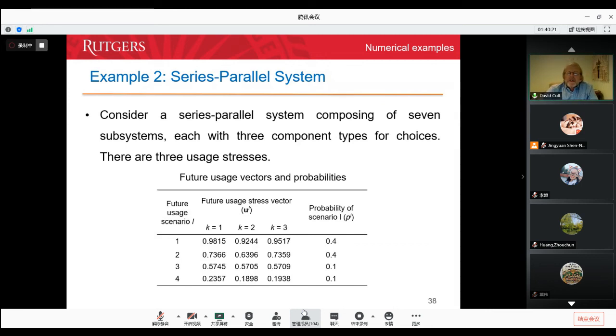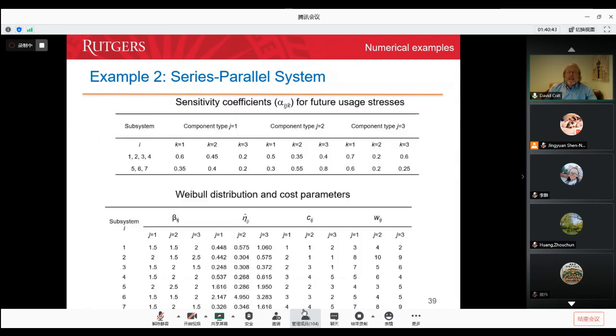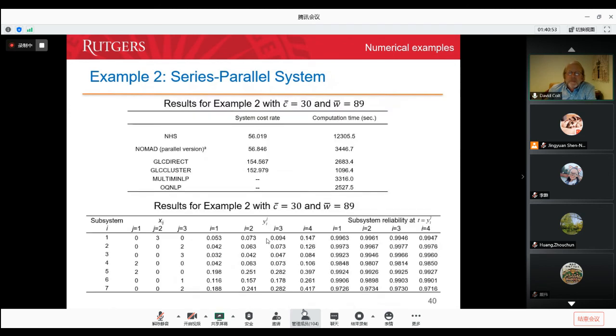we have 7 subsystems, 3 component choices for each. We have 3 stresses again and 4 scenarios again. These stresses are system level stresses, so I don't have a separate stress vector for the components. I have a separate alpha, which is the sensitivity. So we have these other parameters, the alpha sensitivity parameters. We have the Weibull distributions and cost. Now I go ahead and solve it.